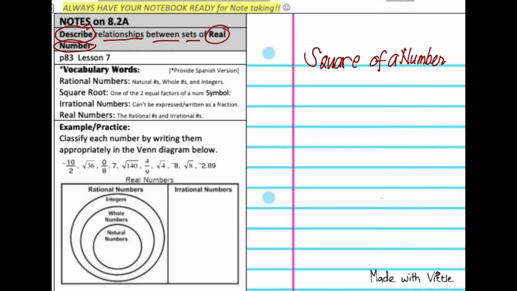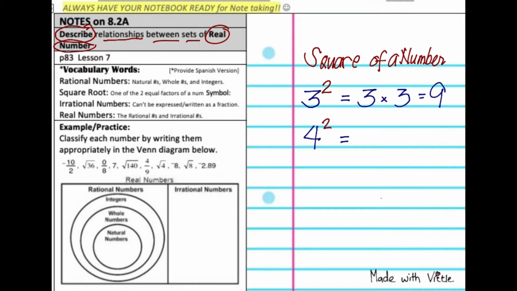Now let's quickly talk about the square of a number. For example, we would like to take the square of the number 3. You're going to put it to the second power, or you can call it 3 squared, which means to get the value of 3 squared, or 3 to the second power, you have to multiply the 3 by itself twice, which will equal 9.